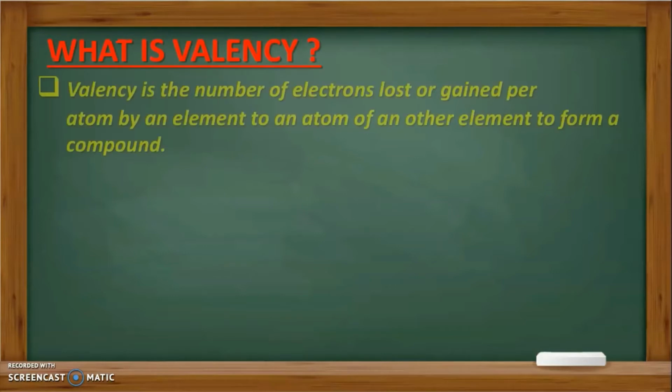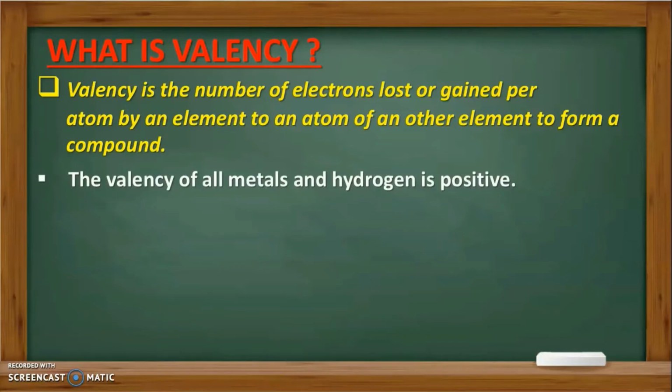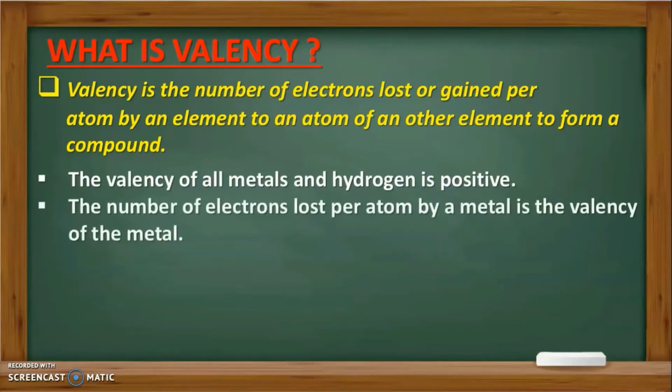Now let's understand what is valency. Valency is the number of electrons lost or gained per atom by an element to an atom of another element to form a compound. Some elements or radicals have positive valencies and some have negative valencies. All metals and hydrogen have a positive valency. The number of electrons lost per atom by a metal is the valency of the metal.